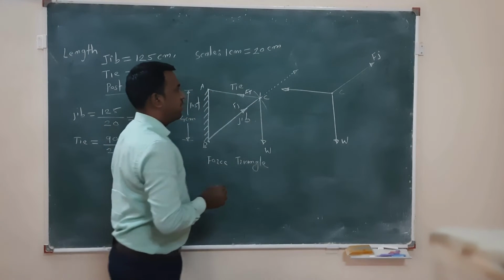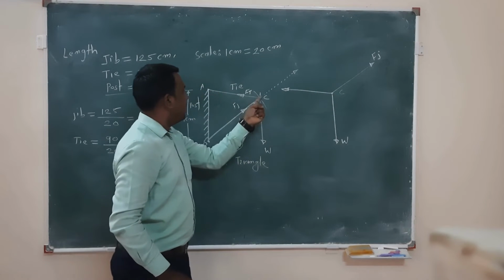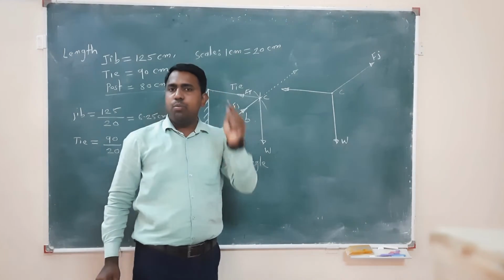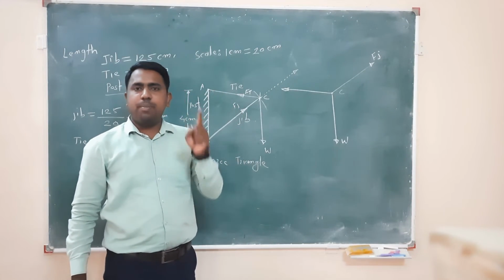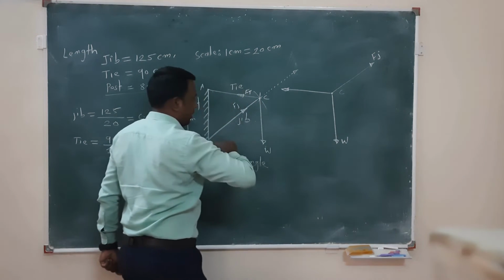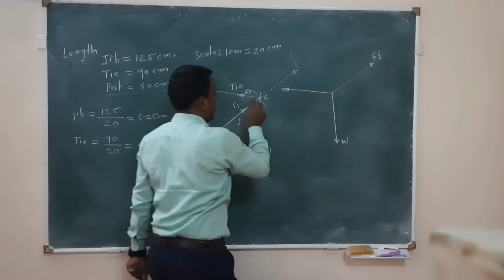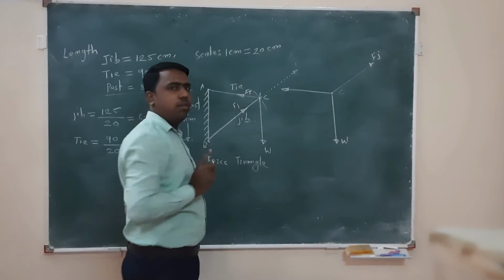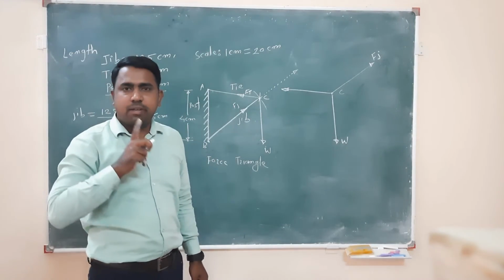These lines and these lines should be parallel. Both lines should be parallel. Right now this line is parallel to this line, and this line is parallel to this line. So likewise, you have to draw the space diagram.